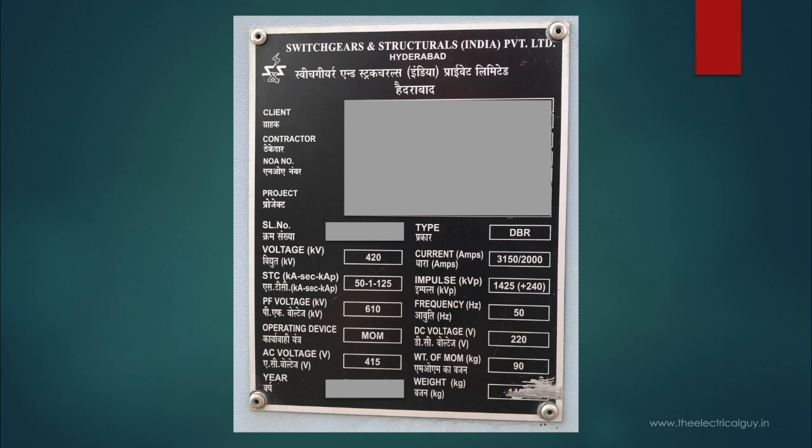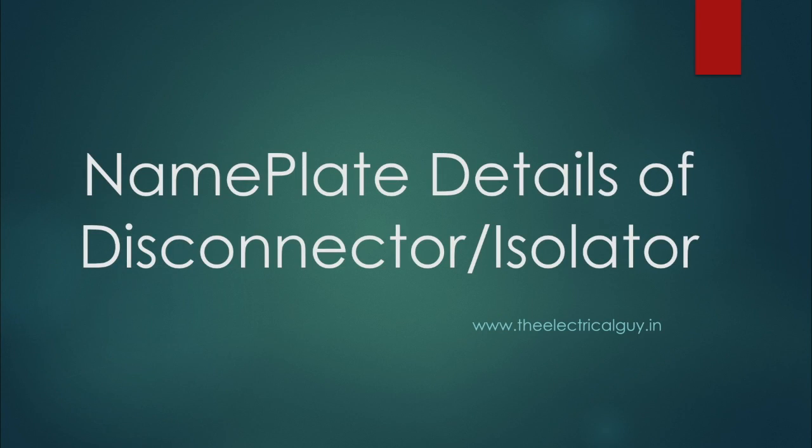So in continuation with our nameplate details of substation equipment series, in today's video we are going to discuss the parameters which are mentioned on a nameplate of a high voltage disconnector. And also we are going to discuss the different types of disconnector which are currently used in power system. So to get all these details you need to watch the video.